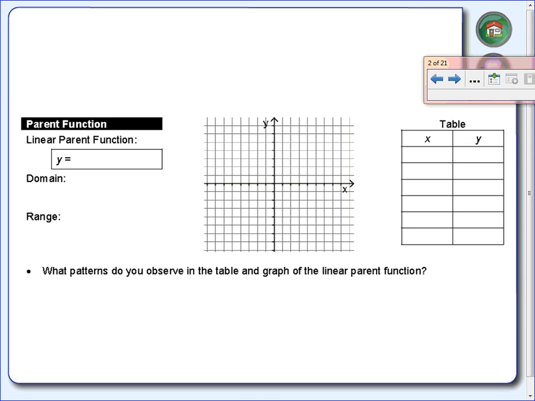All right, so let's go ahead and get started. As I mentioned today, we're specifically looking at only the linear parent function. That's it. No other functions are we looking at, just the linear. So the question is, does anybody remember what the equation for that linear parent function is? Y equals X. Let's start there. Y equals X.